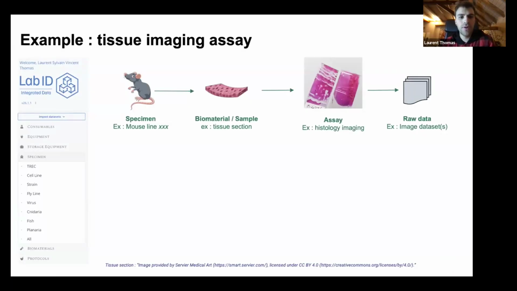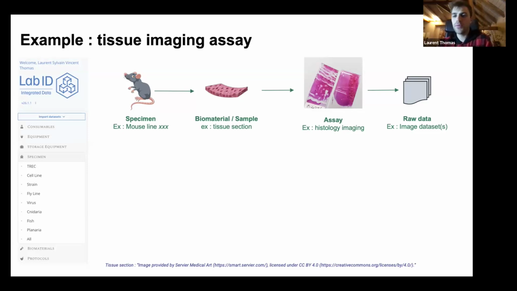So if I take now an example of such a biological assay, let's say some tissue imaging. As I say, we will start with a specimen, maybe a specific transgenic line of a mouse, which has a reference, maybe even published somewhere. From this sample, we would extract some biomaterial, maybe a tissue section. And this tissue section, we could image on a microscope, for instance. Let's do some histology imaging.